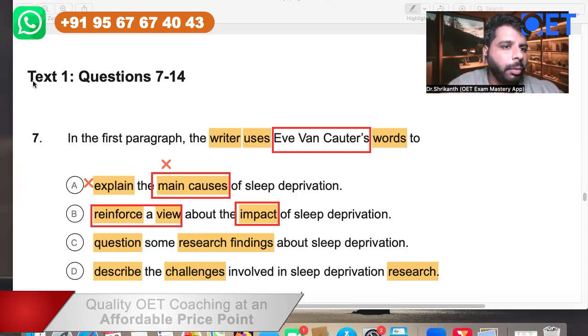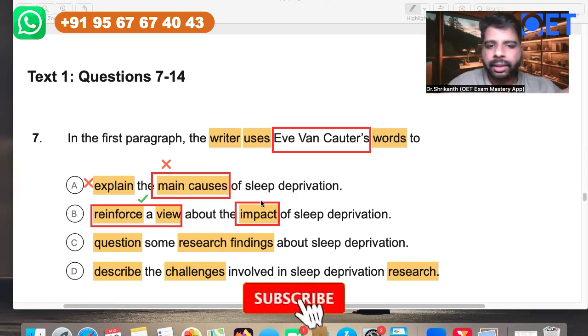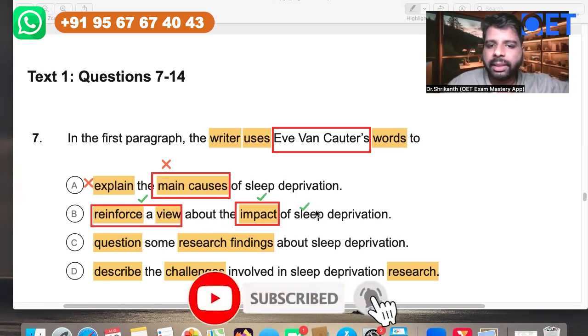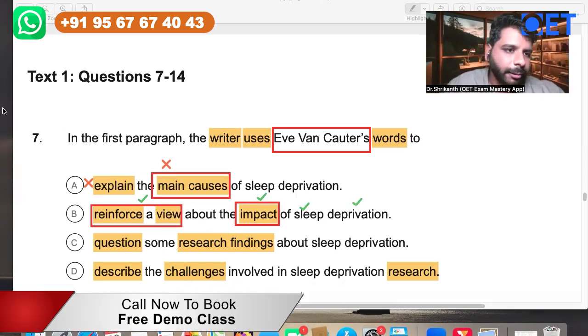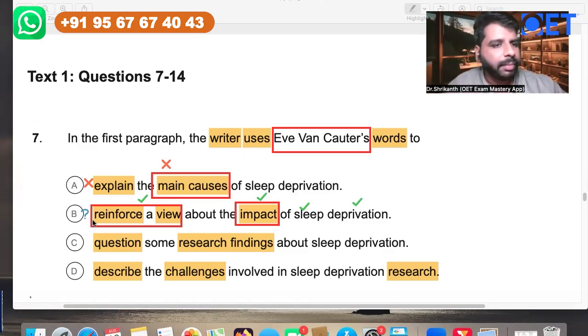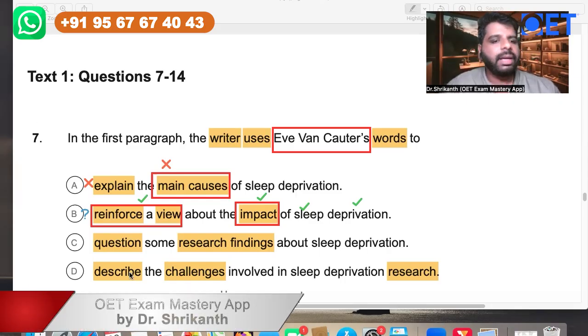Okay, so the verb over here is reinforce a viewpoint. The keywords over here are impact, sleep deprivation, everything is mentioned, right? So you can put a question mark, that is, you highly suspect that B could be the correct answer. Actually, B is indeed the right answer. But anyway, we haven't eliminated answer options C and D. So you can put a question mark over there if you're a little bit uncertain, or if you're fully certain, you can choose B as the right answer.